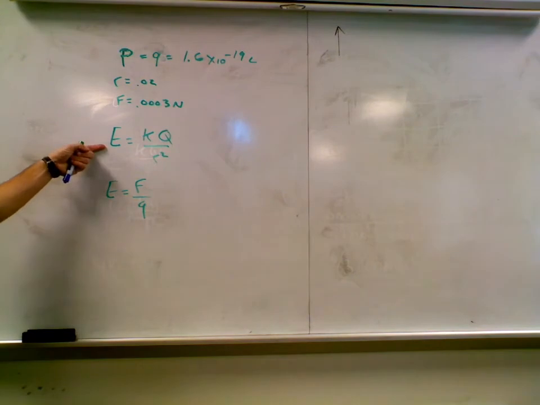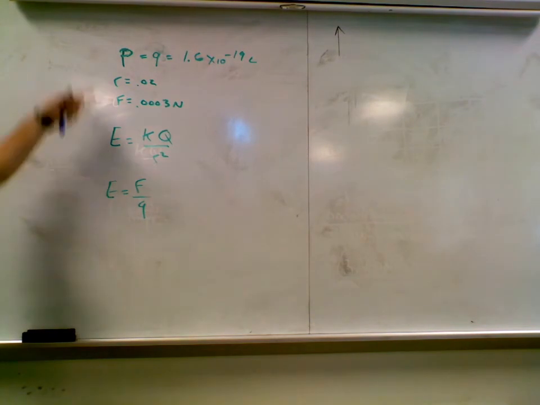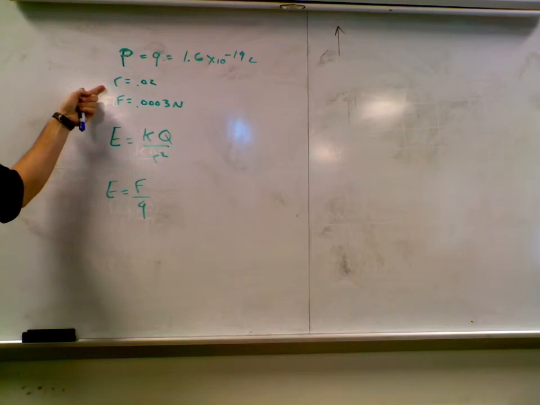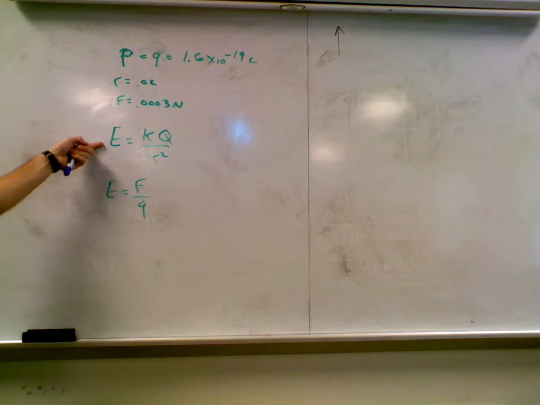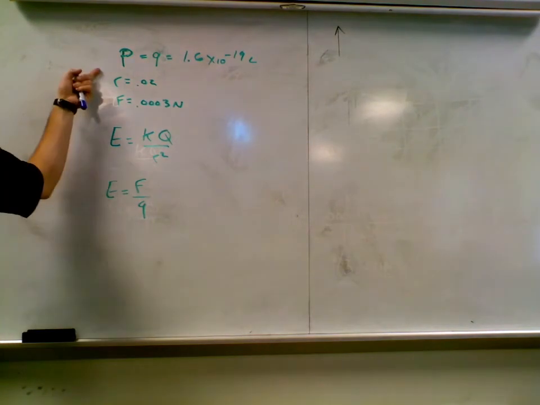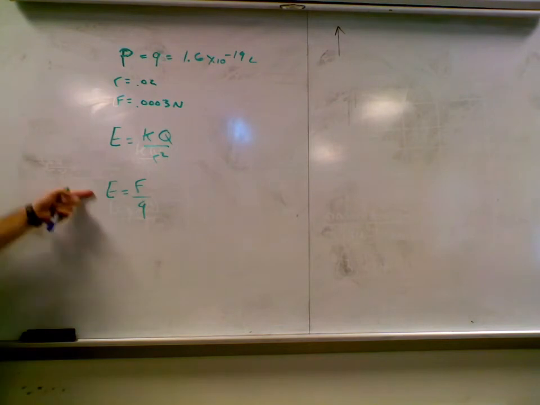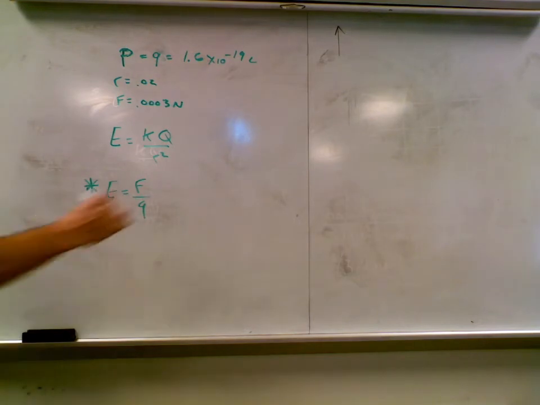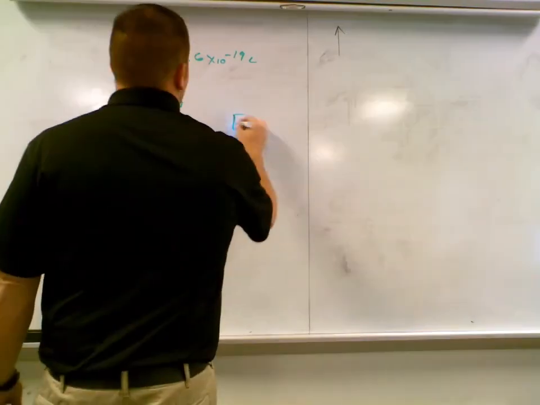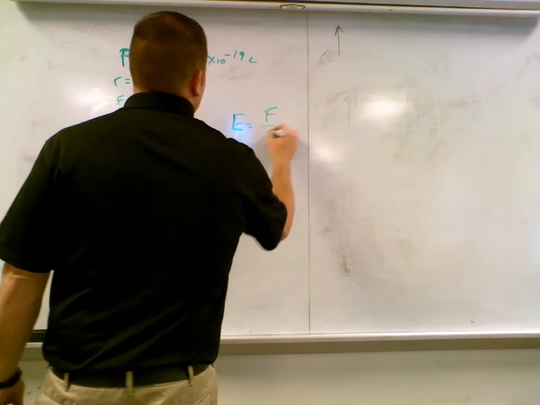Or you're going to try to use this equation because you have a Q and an R. But if I use this equation, I'm figuring out the electric field created by the little q, the proton. We want to figure out the electric field created by the unknown charge, so we need to use this equation. So that's why I gave you too much information. Alright? So, E equals F over Q.